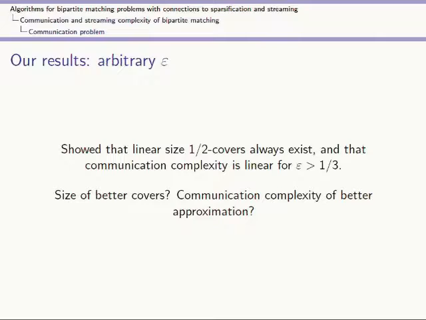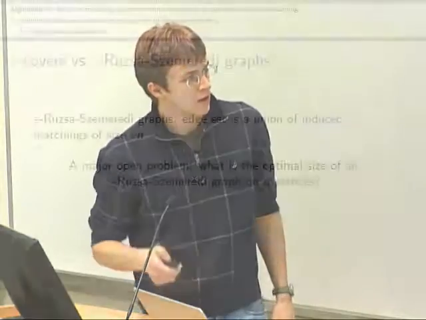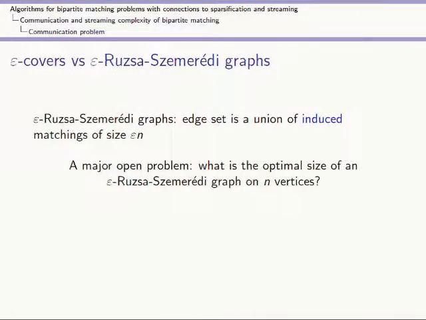Okay. So far, I showed that 1/2 covers exist, and that communication complexity is quasi-linear when we want a 2/3 approximation. But a natural question is, what about better covers and better approximation? Well, here we show connections to a family of graphs known as epsilon Ruzsa-Szemerédi graphs. Unfortunately, I do not have enough time to define them properly.